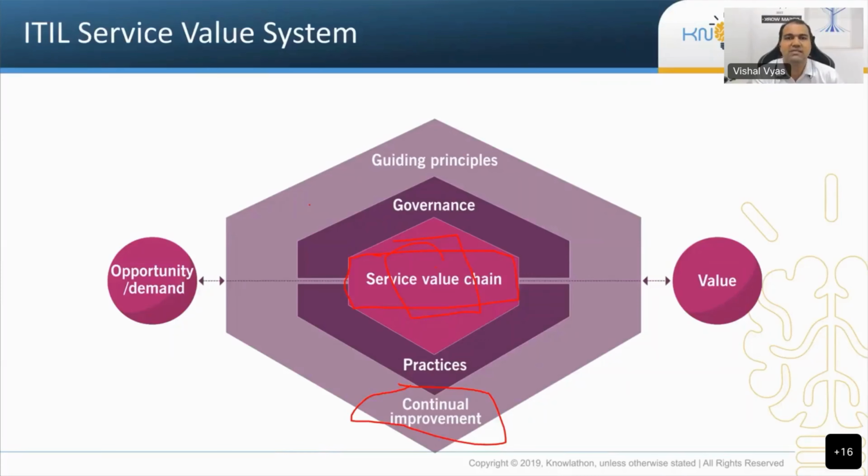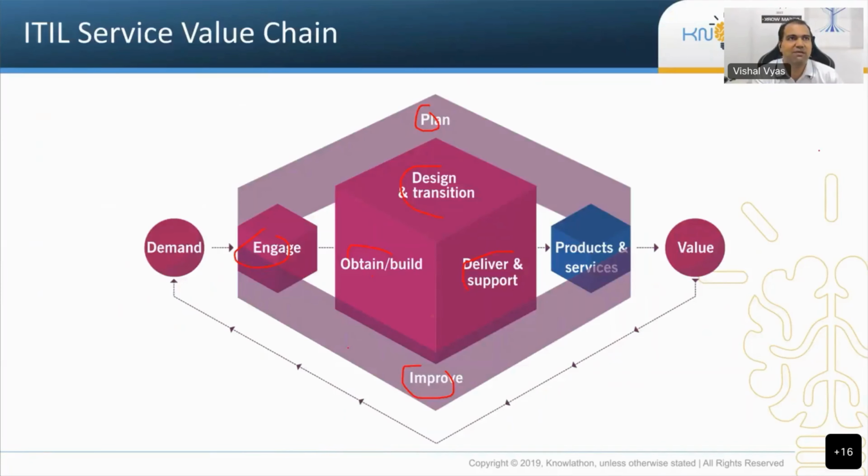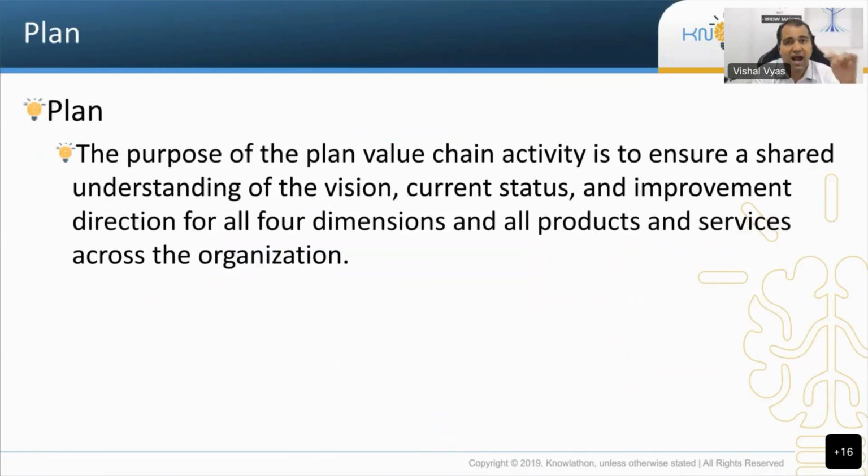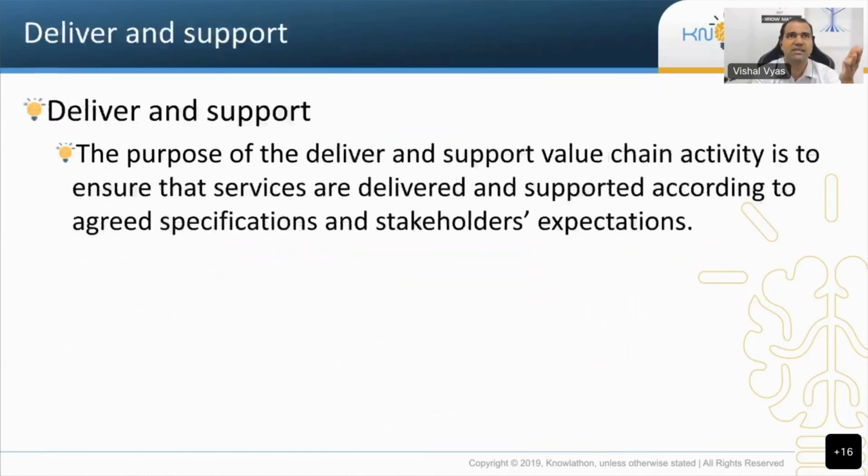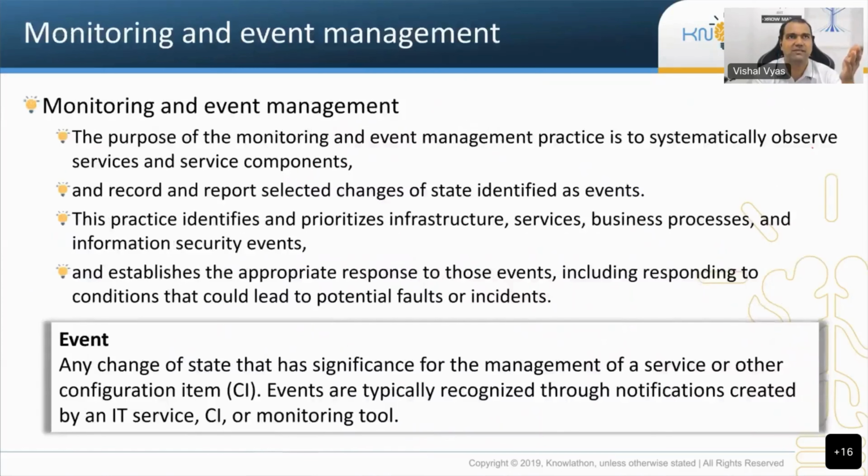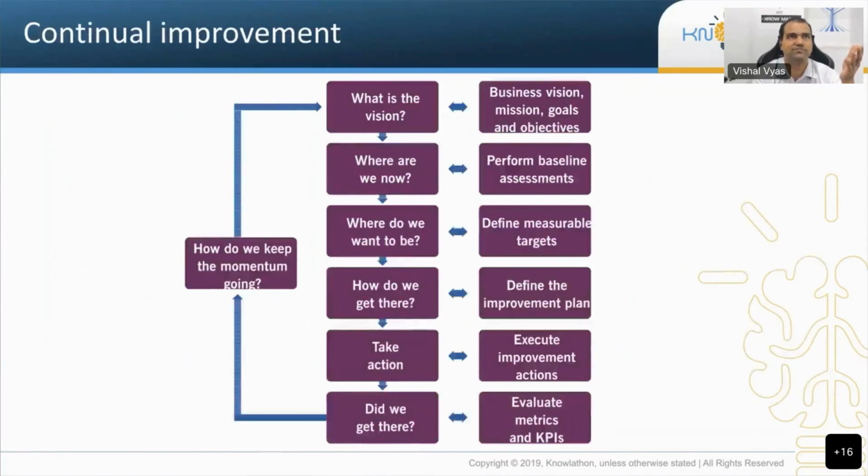In the service value chain, we have an activity as improve. This is a specific improvement activity which happens in any of the value streams. And how we improve, what are the actions we take to improve, is in the improve practice of continual improvement.